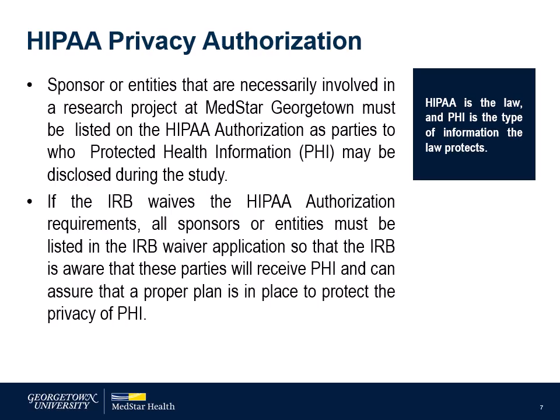Sponsors, entity, or agencies that are involved in a research project at MedStar Georgetown must be listed on the HIPAA authorization as parties to whom protected health information may be disclosed during the study. If the IRB waives the HIPAA authorization requirements, sponsors, entities, or agencies must be listed in the IRB waiver application to ensure a proper plan is in place to protect the privacy of protected health information.